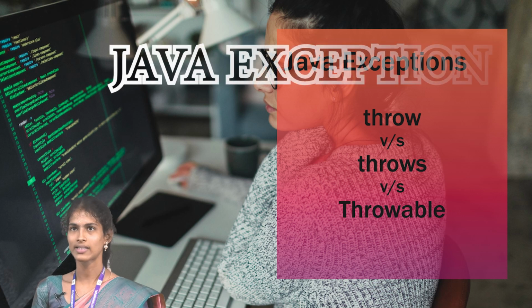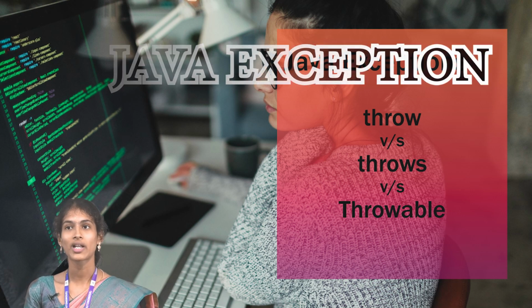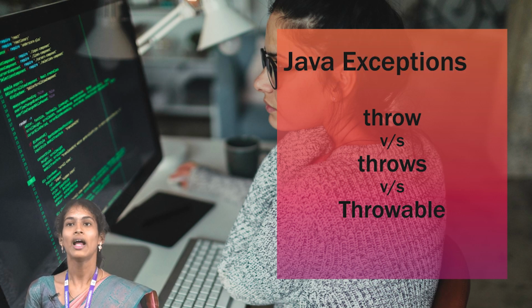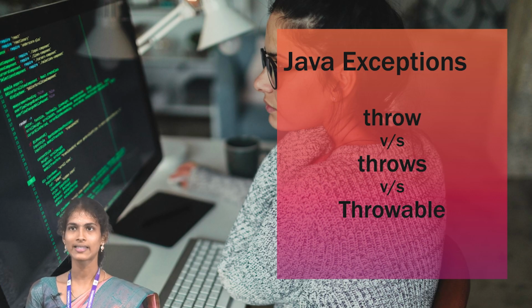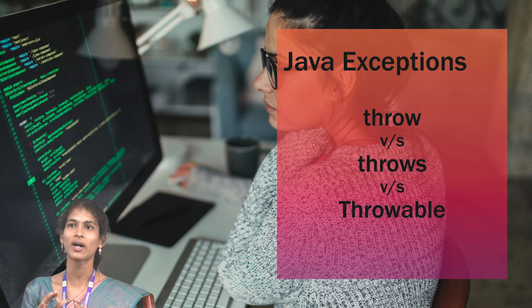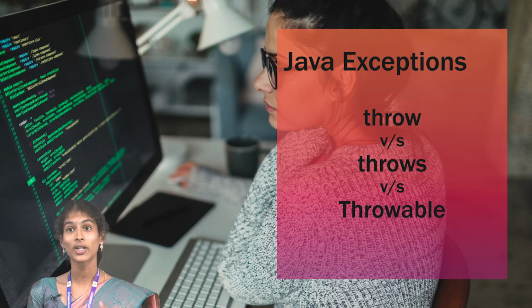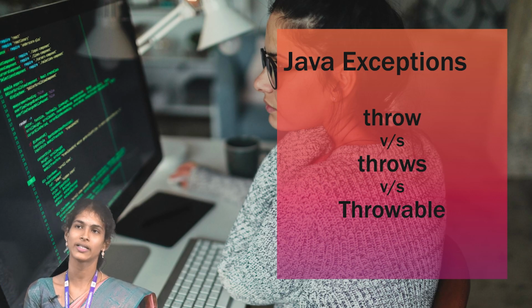What are Java exceptions? In Java, an exception is an unwanted or unexpected event which occurs during the execution of a program at runtime that disrupts the normal flow of the program's instructions. Exceptions can be caught and handled by the program.